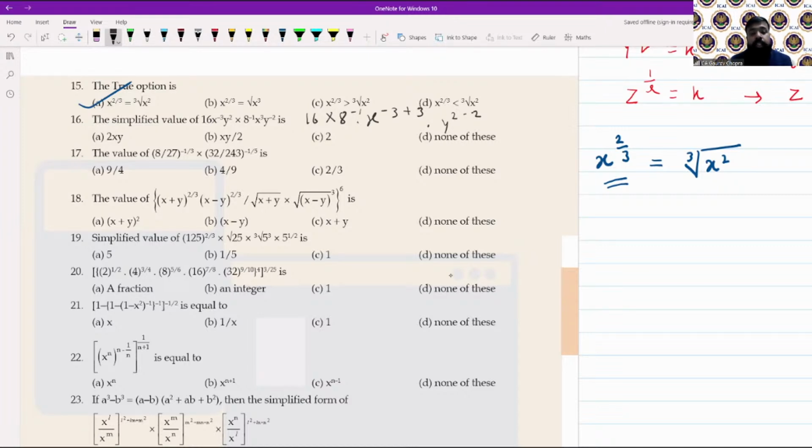So we have 16 multiplied by 8 to the power of minus 1. So it will become 16 divided by 8, because 8 to the power of minus 1 will go into the denominator. So 16 upon 8, x to the power of 0, and then y also to the power of 0. So 16 upon 8 is simply 2. So option number C is the correct answer.